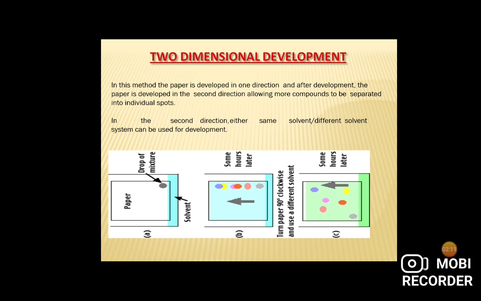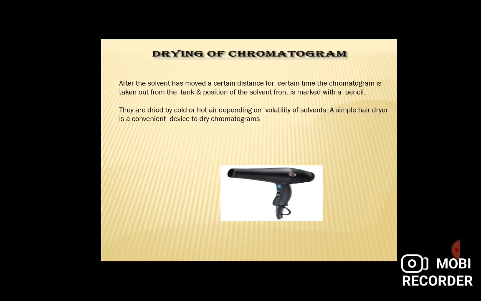Two-dimensional development. In this method, the paper is developed in one direction, and after development, the paper is developed in the second direction, allowing more compounds to be separated into individual spots. In the second direction, either the same solvent or a different solvent system can be used for the development of the chromatogram.